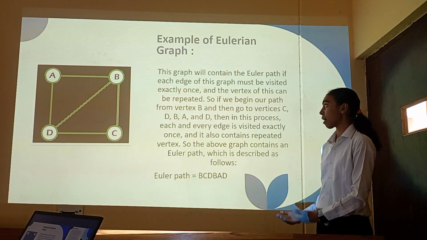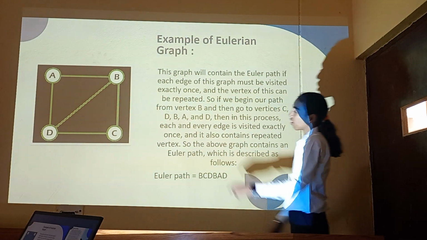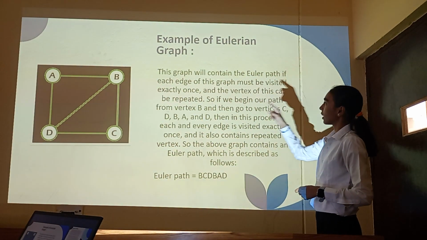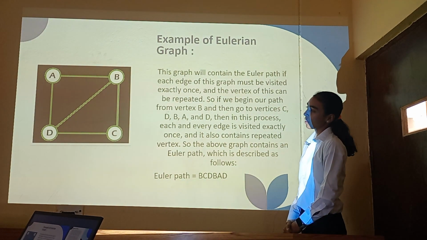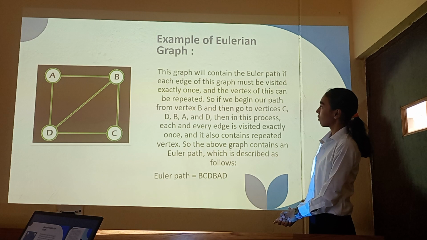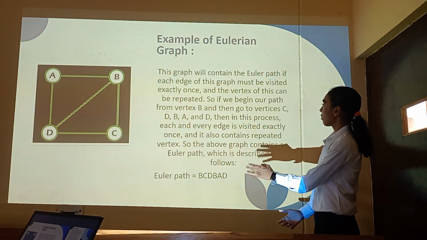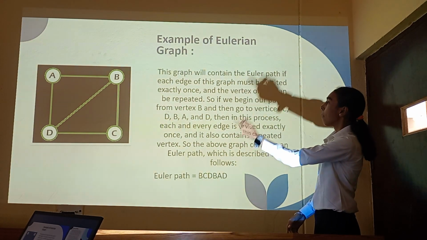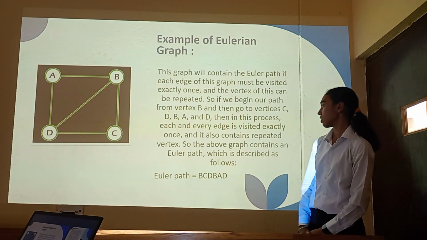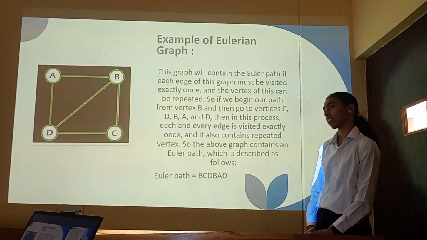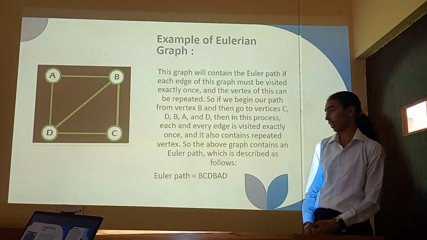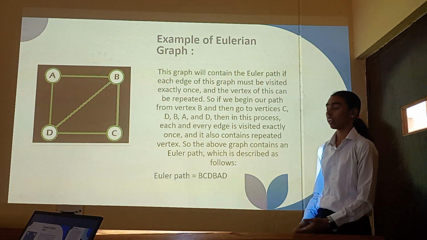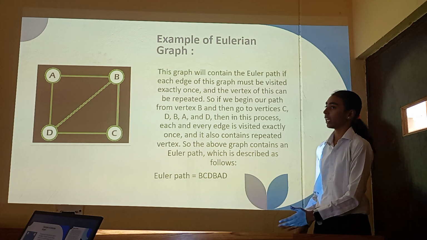Here we have an example of Eulerian graph. Here is a diagram of a graph. This graph will contain the Euler path if each edge of this graph is visited exactly once, and the vertex can be repeated. So, if we begin our path from vertex B and then go to the vertices C, D, B and A, then in this process each and every edge is visited exactly once, and it also contains a repeated vertex. So the above graph contains an Euler path, which is BCDBAD.